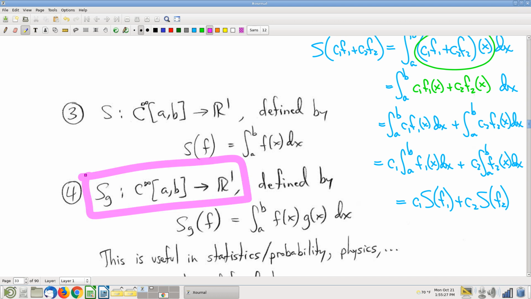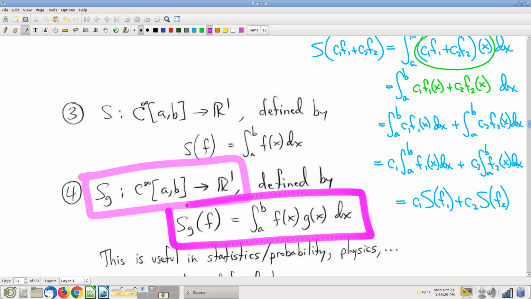Here's a function. It looks a lot like item number 3 there, but it's a little different. There is a fixed continuous function called g that is sitting inside of the integrand there. That was not part of item 3 above. And it looks nonlinear. Again, at a glance, you look at what's going on here. Oh my gosh, we're multiplying two functions. Isn't that going to be probably like quadratic or something?